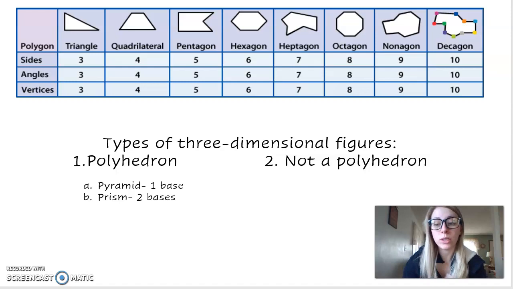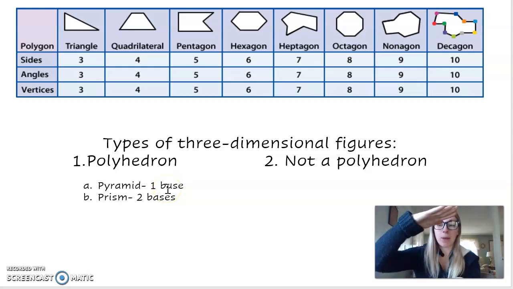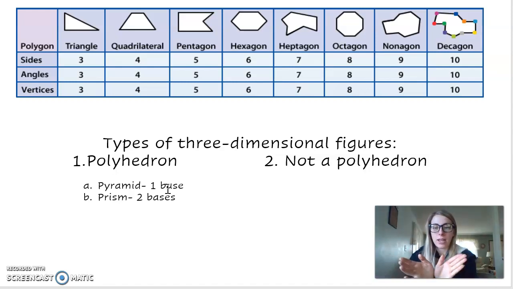So we have two types of three-dimensional figures. The first type we have is a polyhedron. A polyhedron can either be a pyramid or a prism. A pyramid has one base and then everything working up to the top, whereas a prism has two bases, looking like a sandwich with sides around it. Okay, we also have not polyhedrons. When it's not a polyhedron, it does not have any polygons within it.